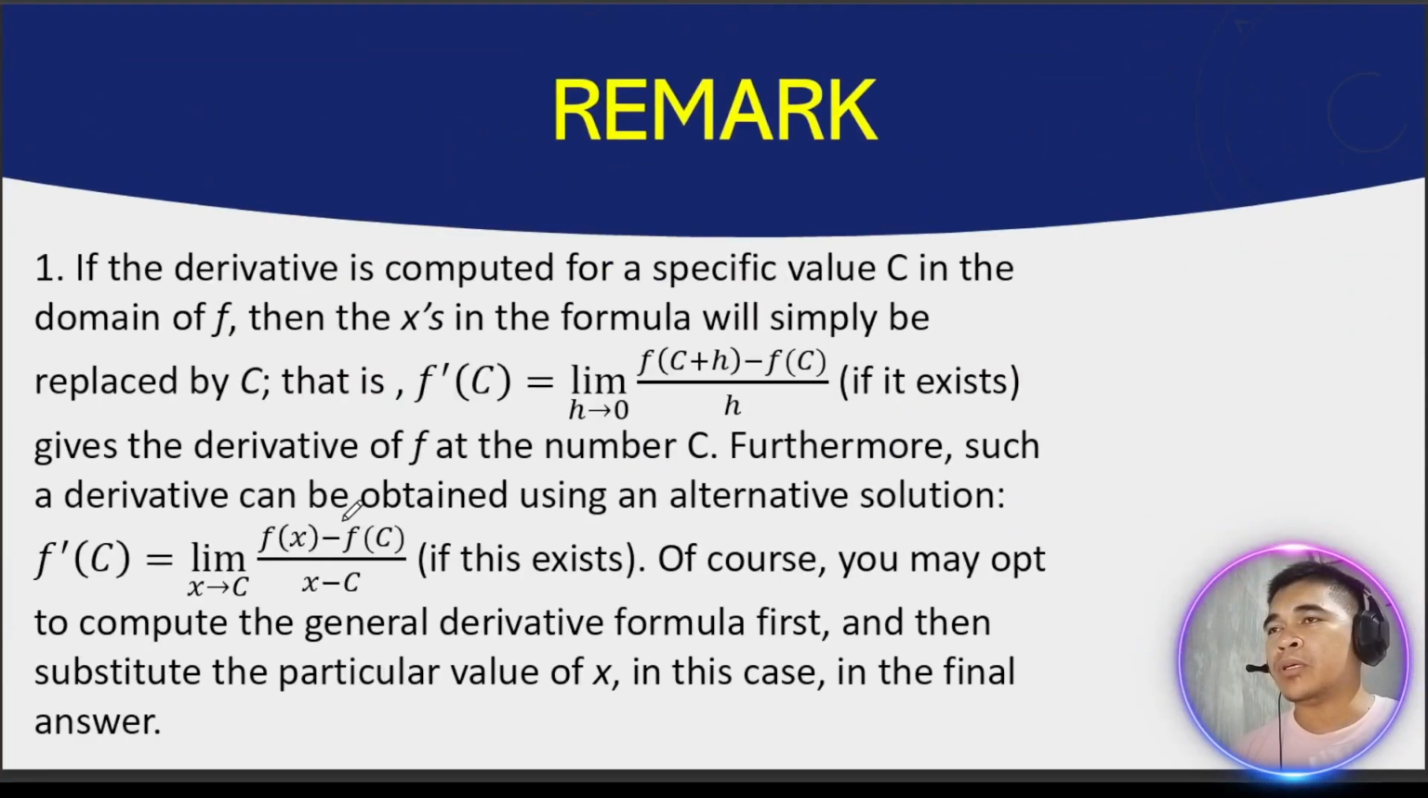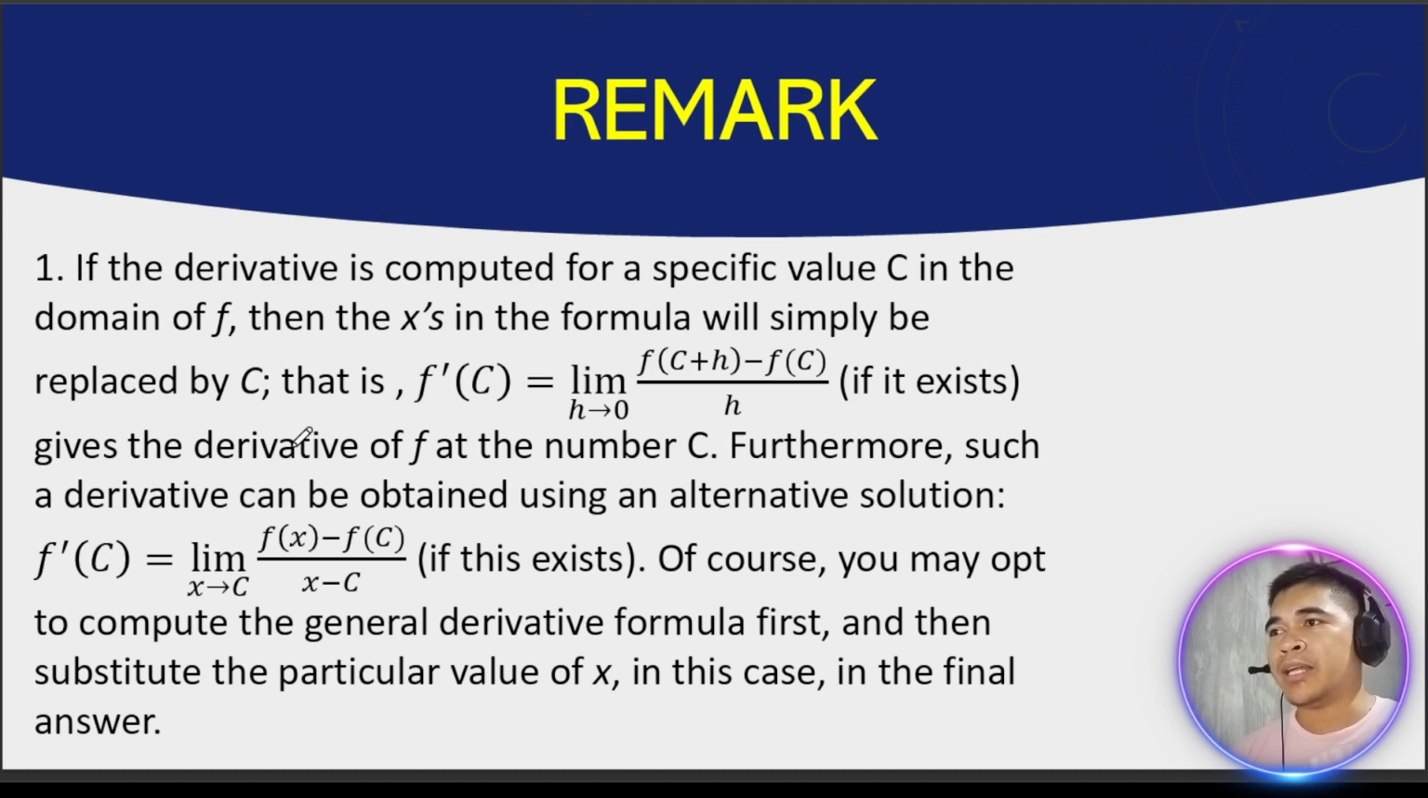So we have the following remarks. The first one is, if the derivative is computed for a specific value c, which refers to a constant in the domain of f, then the x in the formula will simply be replaced by c. That is, f prime of c equals the limit of f of c plus h minus f of c, all over h, as h approaches 0, if it exists. And this gives the derivative of f at the number c.